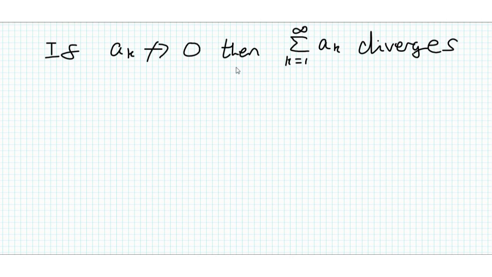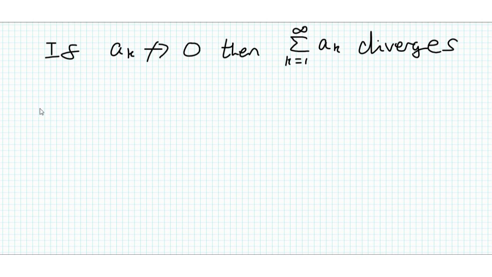But note, it's important to recognize that this does not mean that if the terms ak do converge to 0, that definitely means the infinite sum converges. Okay, so that's important to know. All we can do with this result is if ak does not converge to 0, we can instantly say the series diverges. If the ak do converge to 0, we have to do some further investigation.